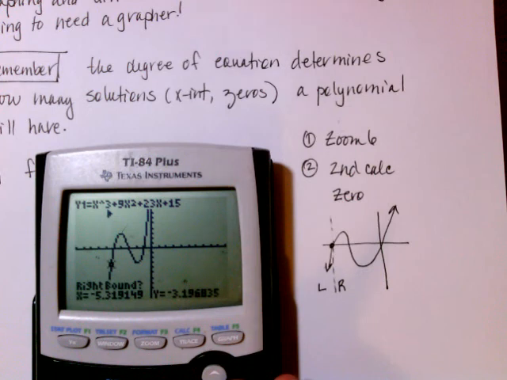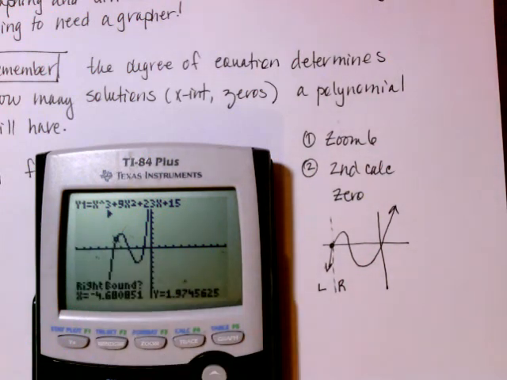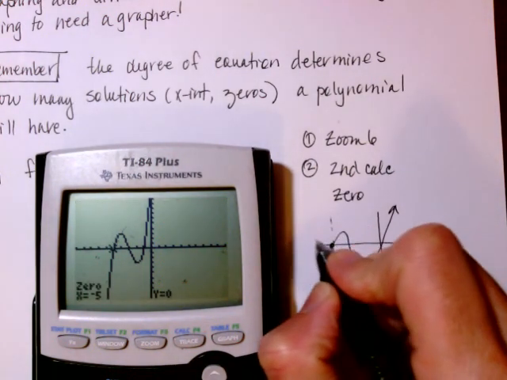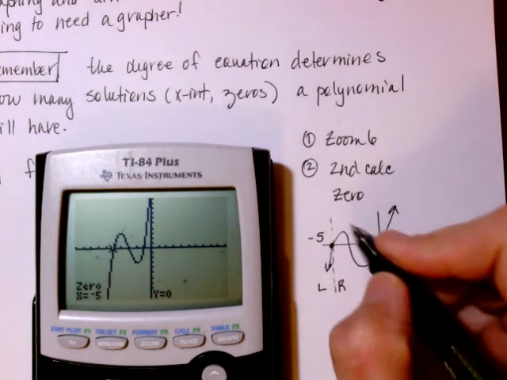Now it's asking me what is the right bound, so I'm going to go on the right-hand side. I have to cross the x-axis, and I want to be on the right-hand side, and I'm going to hit enter and enter one more time, and it's telling me that that zero is at -5, and I'm going to label that on my graph.